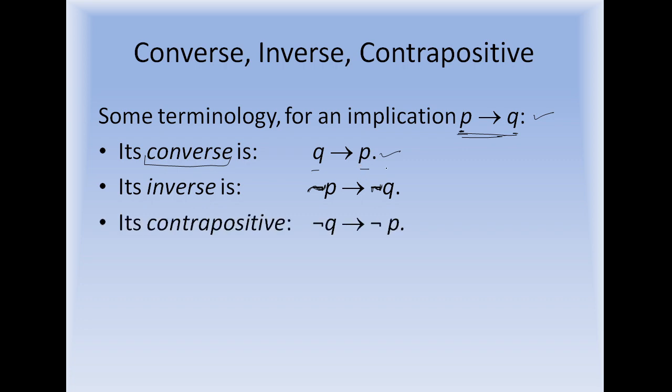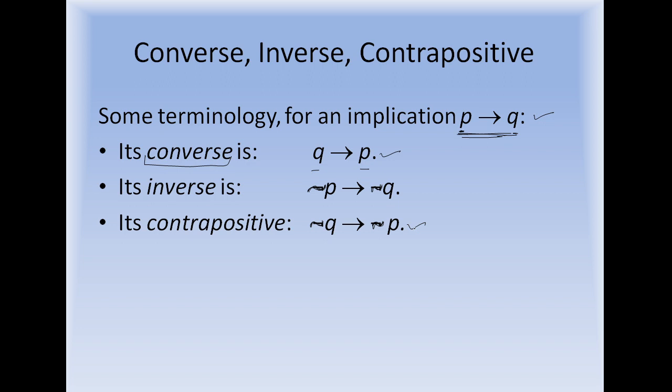And the third one is contrapositive. Negation of Q implies negation of P is a contrapositive of the statement. So P implies Q ka contrapositive is negation of Q implies negation of P.